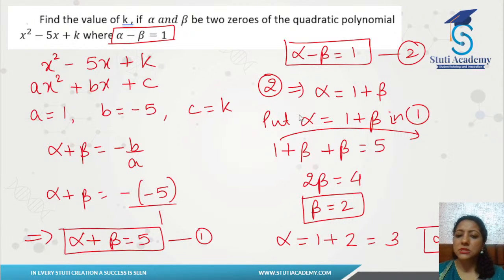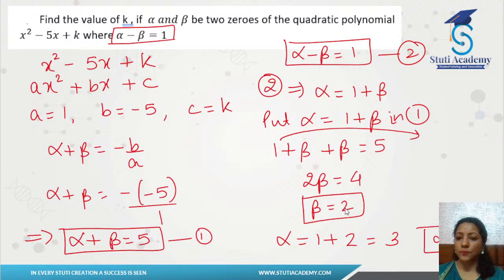Now we are going to pick up this value and put it here. We'll get 1 plus beta equal to 5. So this alpha plus beta will become 1 plus beta; in place of alpha, I've written 1 plus beta. So we have actually brought these two equations down to a linear equation in one variable. So we've got here 2 beta is equal to 4.